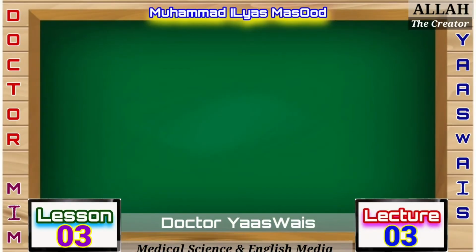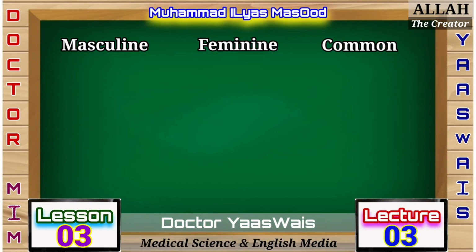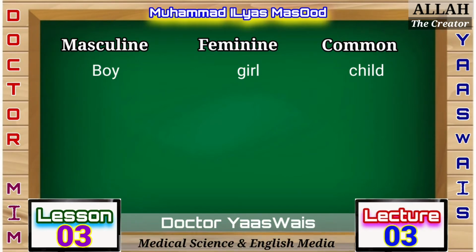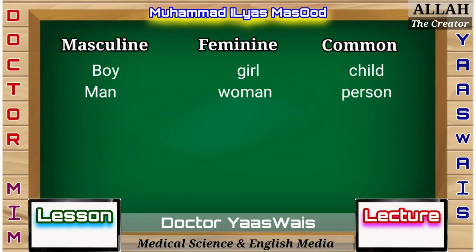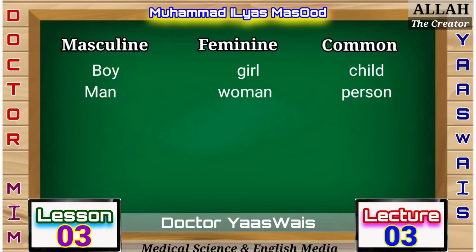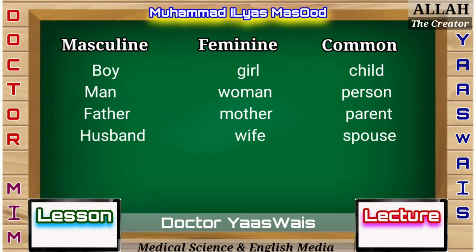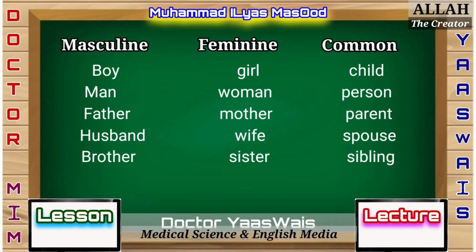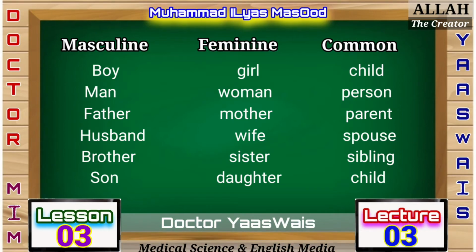This table carries out examples showing all the three kinds of genders of a noun. For example, boy is masculine, its feminine is girl, while we can call them both, child, is a common. Man, woman, and person. Parent is common for father and mother, spouse is common for husband and wife, you can call brother and sister as siblings. Son and daughter are often called child.